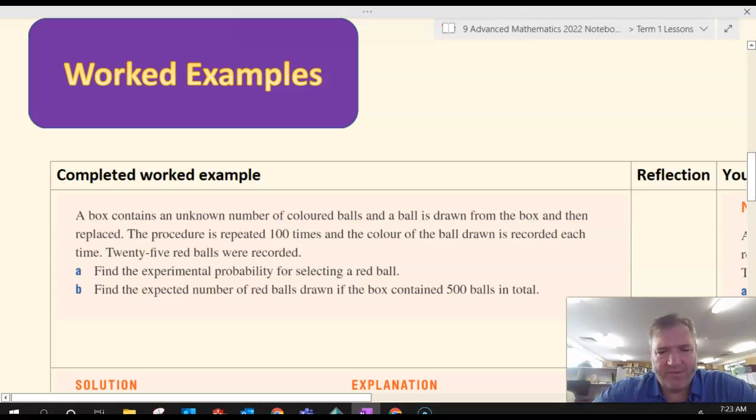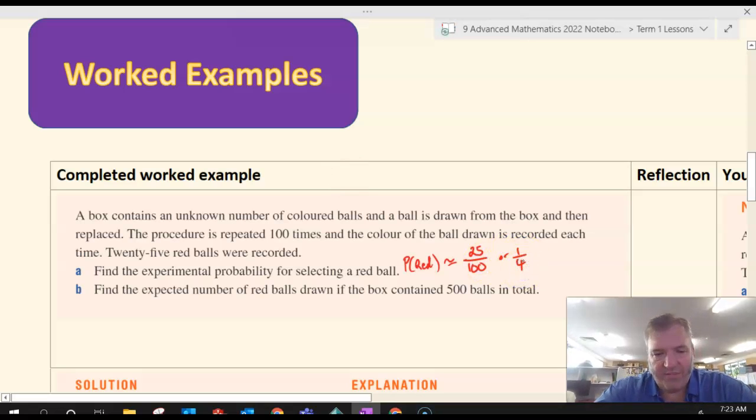A box contains an unknown number of coloured balls, and a ball is drawn from the box and then replaced. The procedure is repeated 100 times, and the colour of the ball drawn is recorded each time. 25 red balls were recorded. Find the experimental probability for selecting a red ball. Well, we got 25 red balls. We did this 100 times, so the experimental probability of getting a red ball is approximately equal to 25 out of 100, or just a quarter, or 0.25.